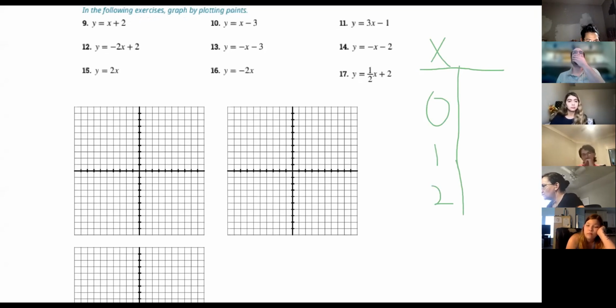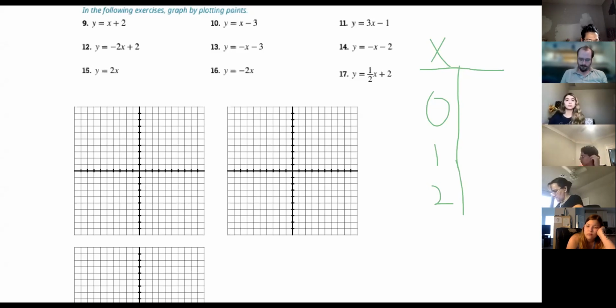Is there a specific number that we are supposed to actually do? It's y equals 3x minus 1. With these linear equations, I think you're pretty good doing just 0, 1, and 2. That would probably get you there. Okay.